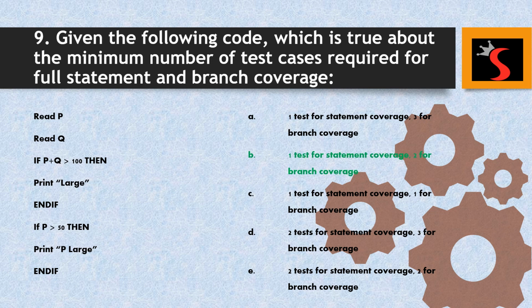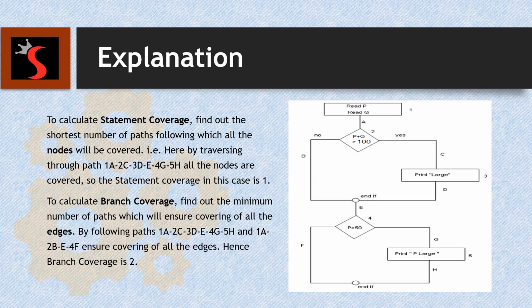And the right answer is option B, 1 test for statement coverage, 2 for branch coverage. Explanation: to calculate statement coverage, find out the shortest number of paths following which all the nodes will be covered. That is, here by traversing through path 1A, 2C, 3D, E, 4G, 5H, all the nodes are covered. So the statement coverage in this case is 1.